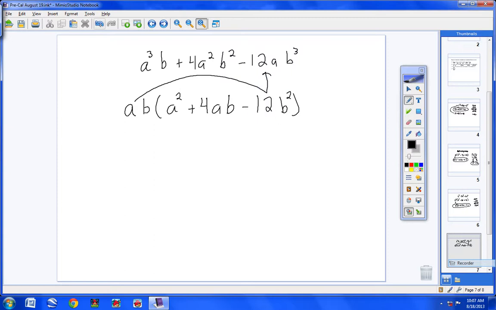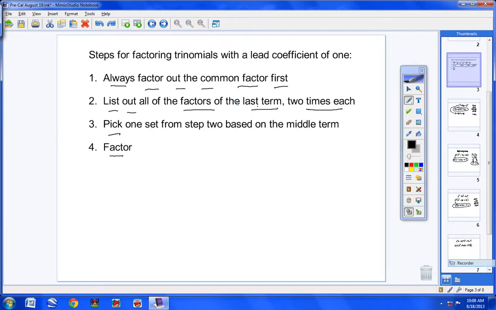Okay, very good. Now, look what I have. I have a trinomial, 3 terms, with a lead coefficient of what? 1. A trinomial with a lead coefficient of 1. We know how to factor those. We just learned that today. Step 2 says list out all of the factors of the last term.